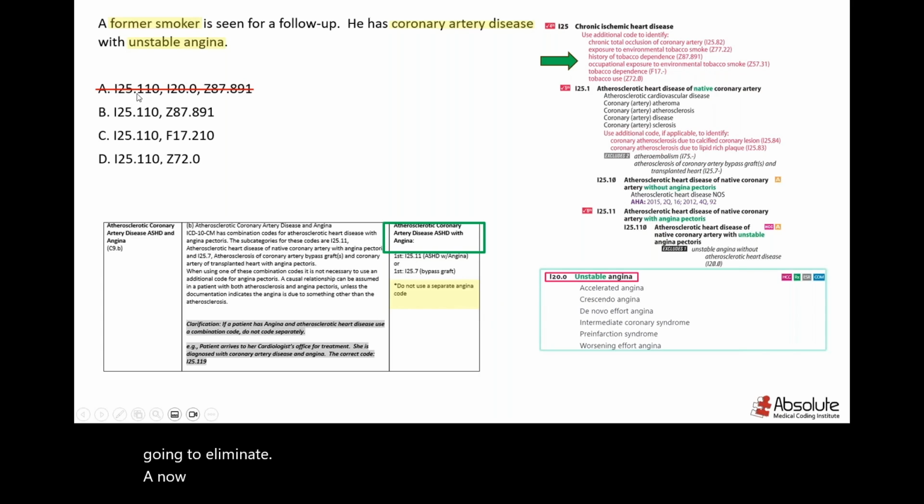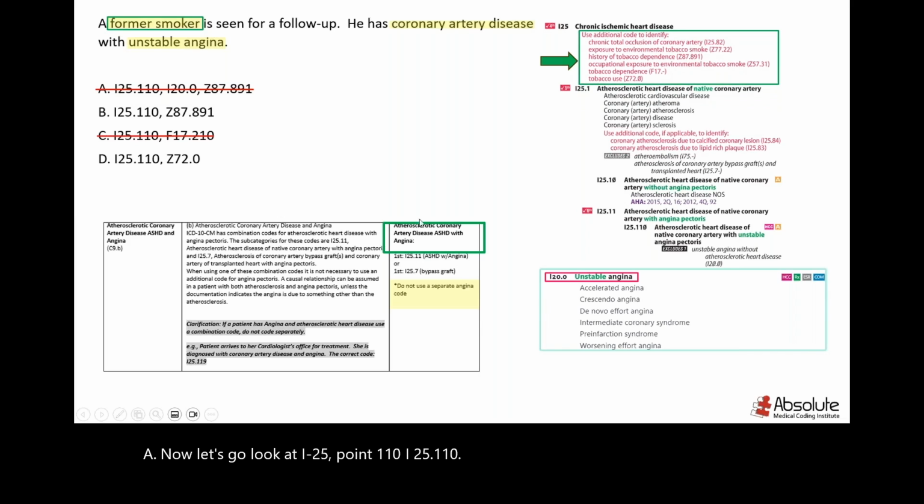Now let's go look at I25.110. Look at this. It's telling me to eliminate these. Okay, all right. I apologize. So let's go ahead and read these notes.